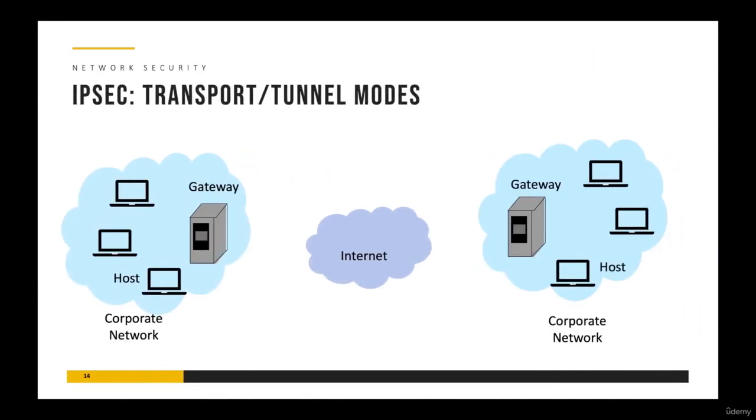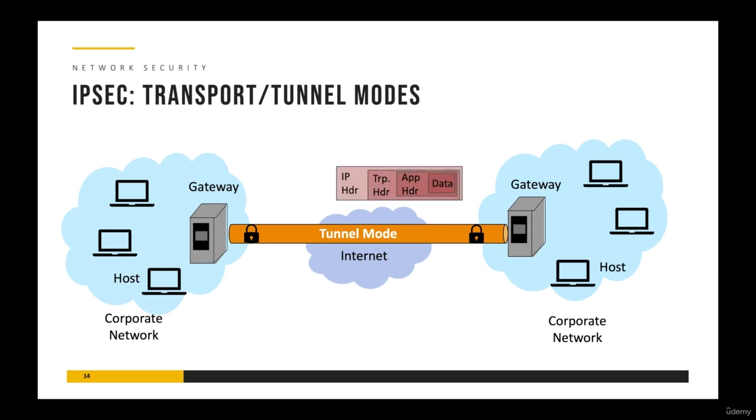Now let's see both of these modes in operation. In the tunnel mode, we have a gateway to gateway secure tunnel. So basically this is your data, and then you have the other headers such as the application header, transport header, and IP header. Remember, we discussed that your data is enveloped by different layers. They add their own headers and they kind of envelop the packet.